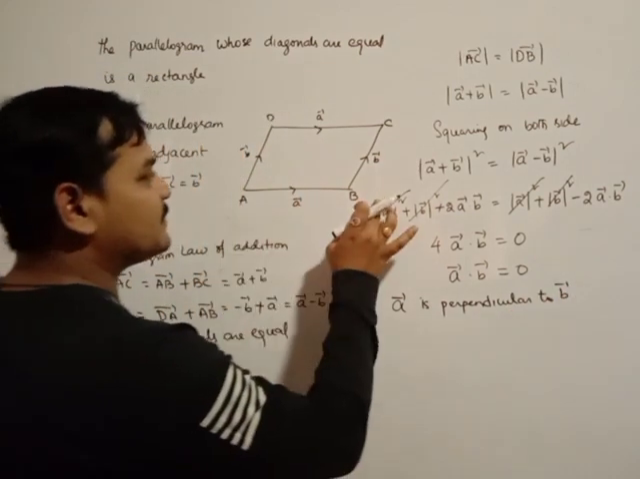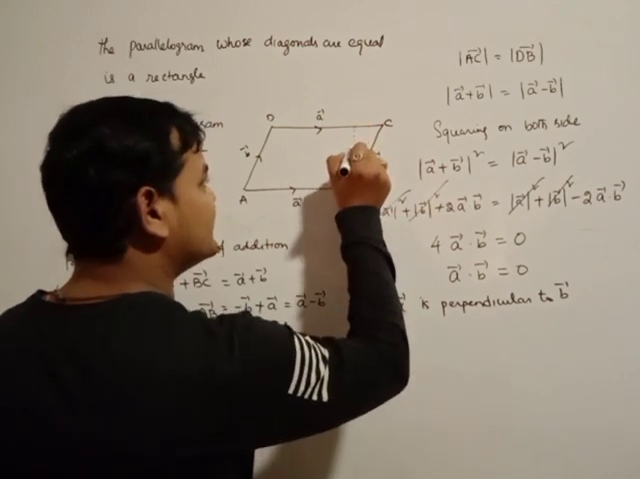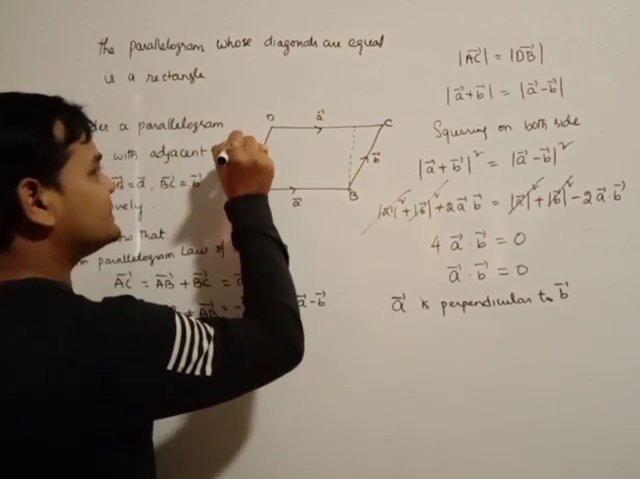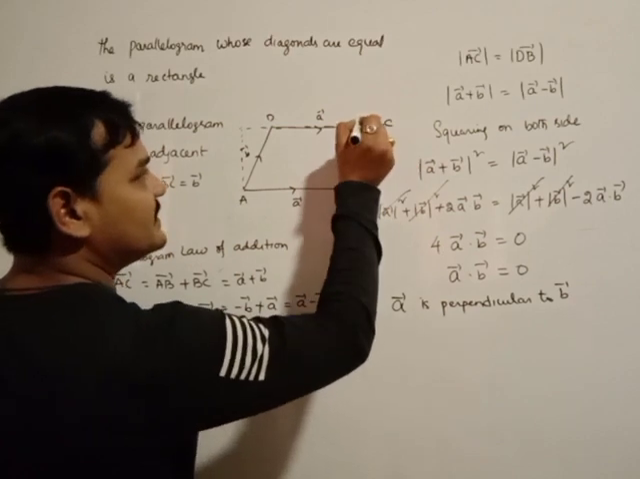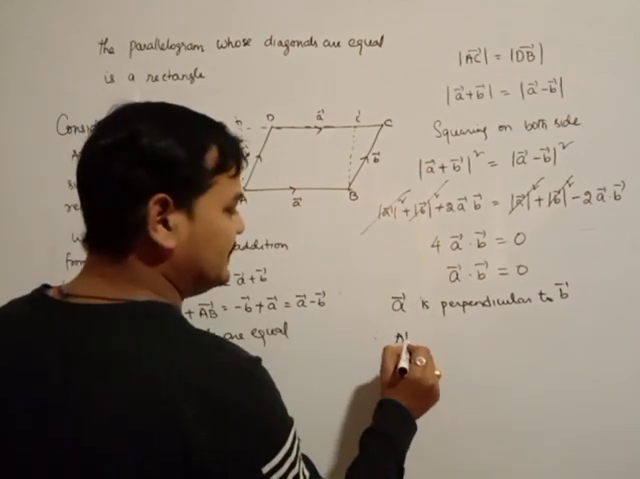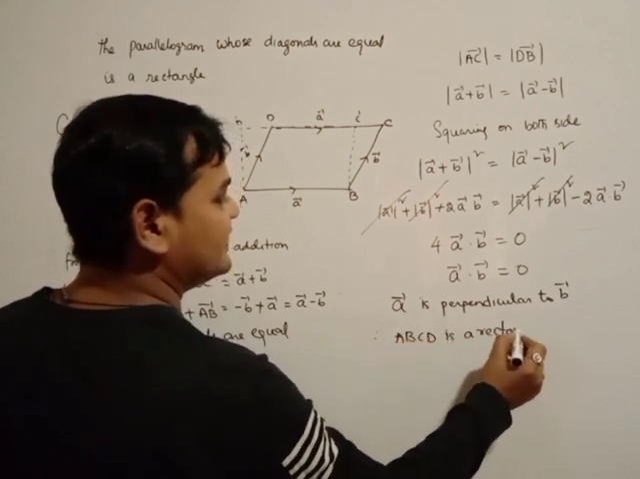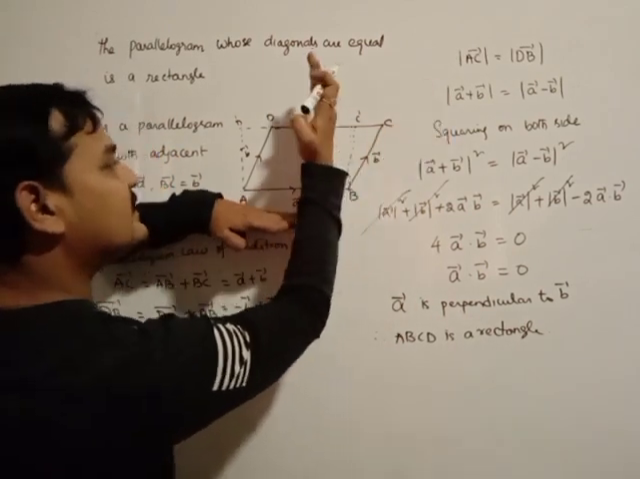So A bar is perpendicular to B bar means the shape will be changing like this. Finally it becomes a rectangle. The point C dash becomes like this, it is a reverse. So therefore ABCD is a rectangle. ABCD is a rectangle because the sides are perpendicular like this.